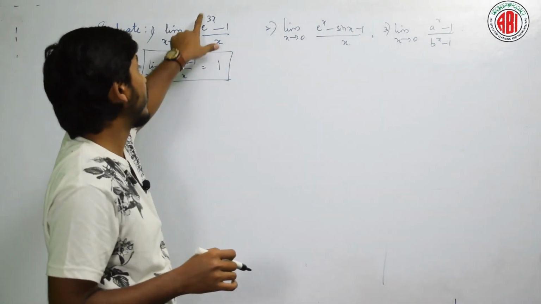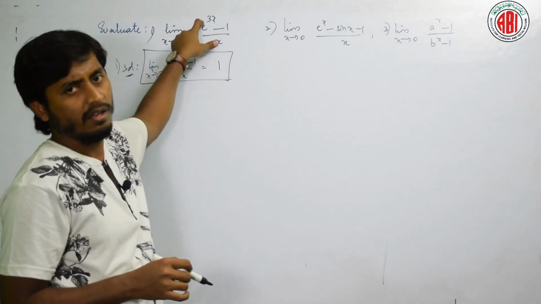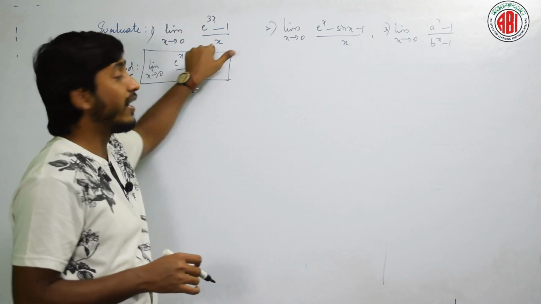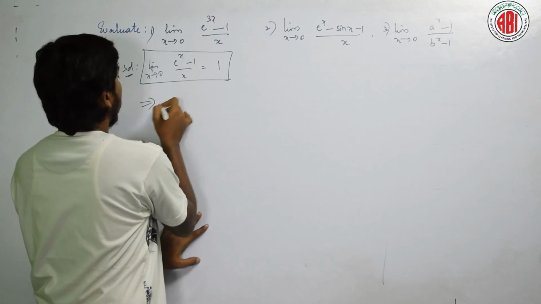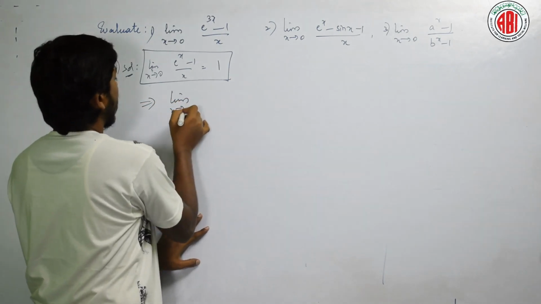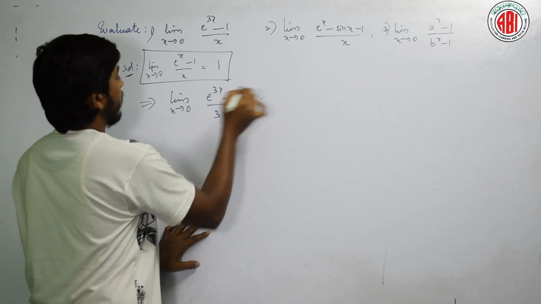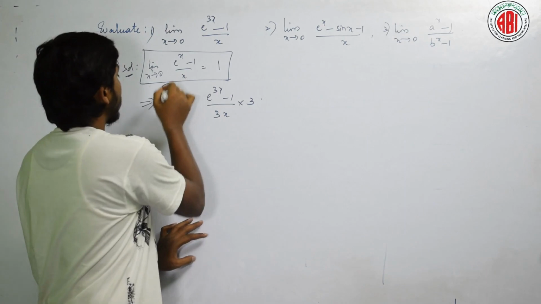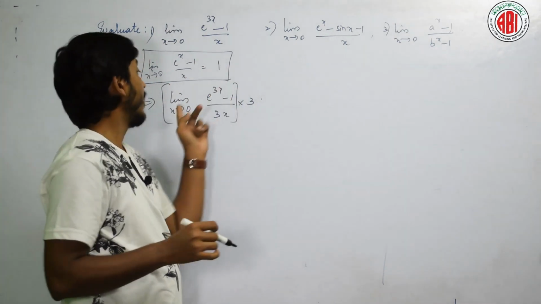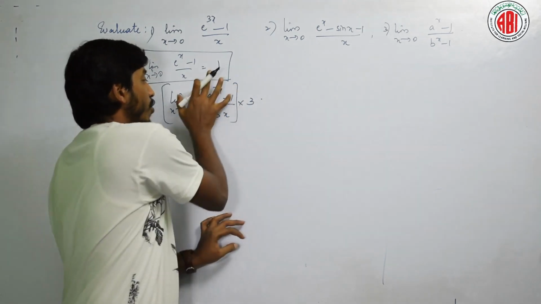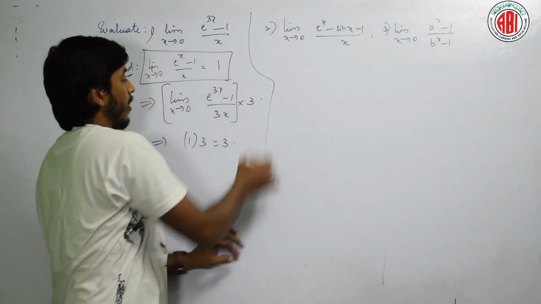What is the exponential power in the question? e power 3x, right. Can I remove this 3? We can't, right. So it is better we multiply and divide with 3. Okay. Now tell me, what is the formula of this? Limit x tends to 0 of e power x minus 1 by x is 1. Limit x tends to 0 of e power 3x minus 1 by 3x, this whole part is again 1. 1 into 3 is obviously 3.